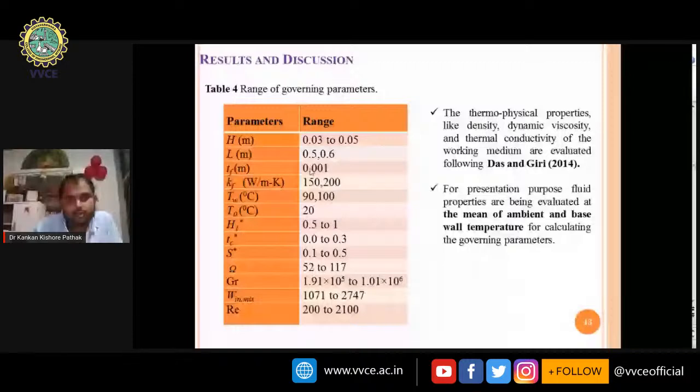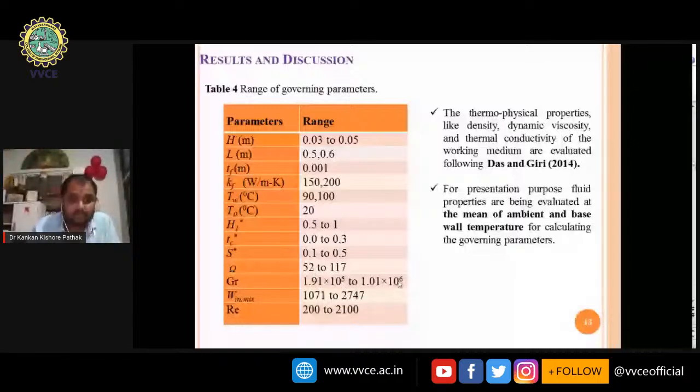Fin conductivity we are considering as 150 and 200. Similarly, wall temperature we consider 90 and 100 degrees centigrade, and ambient we are considering 20 degrees centigrade. And clearance, that is the distance between the shroud and the fin tip, we have considered varying from 0 to 0.3. Similarly, fin spacing we are varying from 0.1 to 0.5. Fin conductance parameter we have selected between 52 and 117. And Grashof number is varying from 1.91 into 10 to the 5 to 1.01 into 10 to the 6.